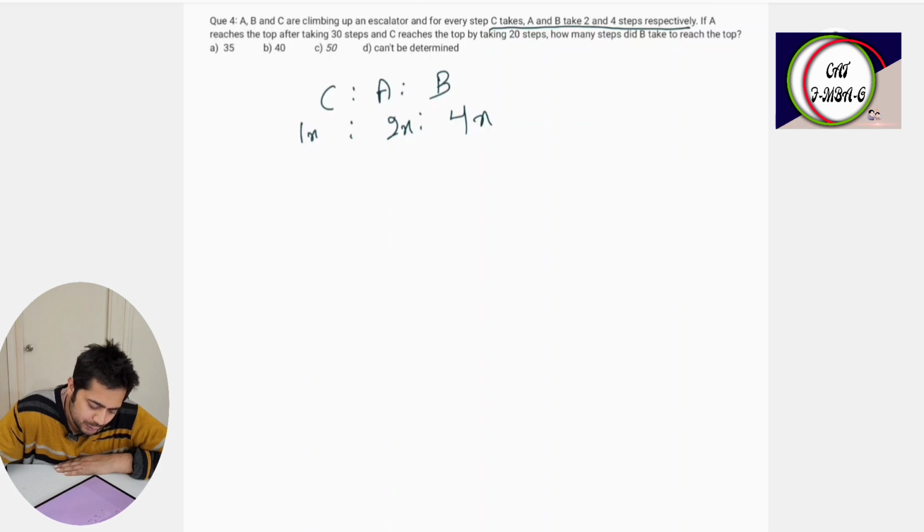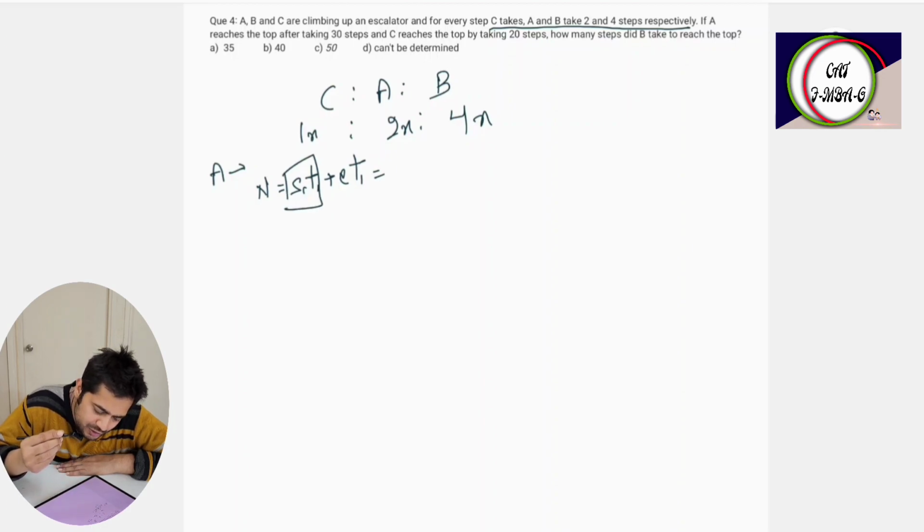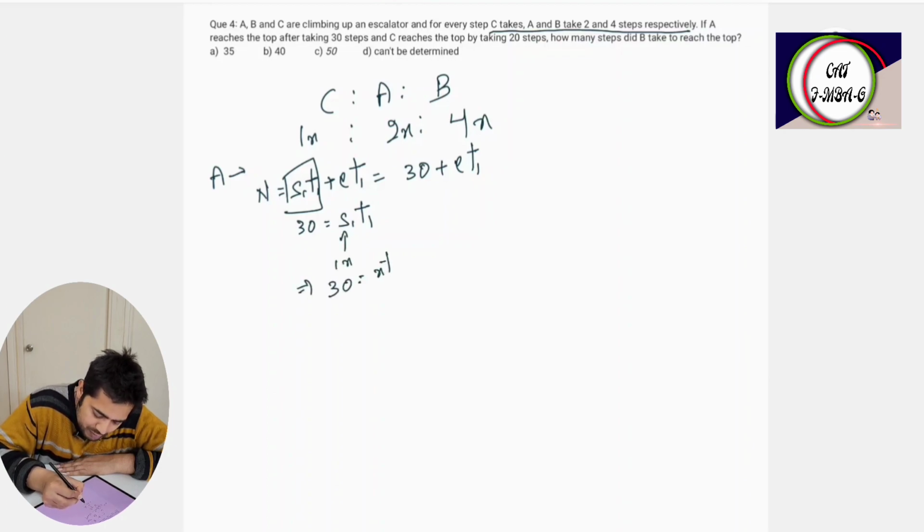Now if A reaches the top after taking 30 steps, then N is equal to S1 T1 plus E T1, where S1 T1 is the steps A takes, which is 30. So N is equal to 30 plus E T1. Also, this 30 is equal to S1 into T1, and S1 is 1x. That implies 30 is equal to x T1, so T1 is equal to 30 by x.